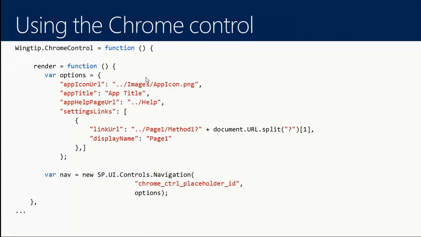Additionally, if you look at the settings links part of the object up there where it says link URL page 1 method 1, the other thing the Chrome control allows you to do is create a little navigation system. I showed that to you. There was a gear in the upper right hand corner, and when you dropped it down you had a list. That list is coming from the settings links inside the Chrome control. So it draws the nice little bar for you, it gives you the gear, it gives you the drop down that you can use.